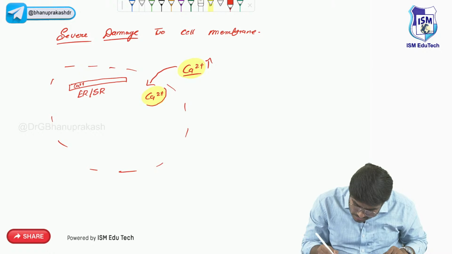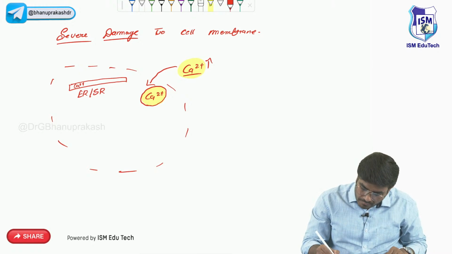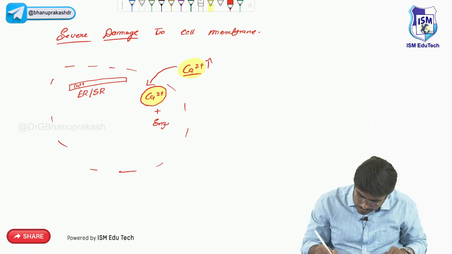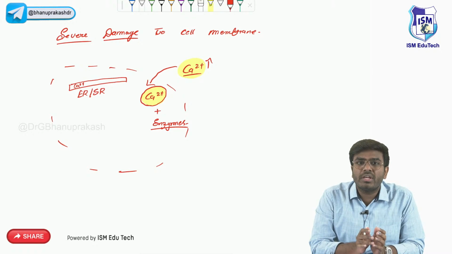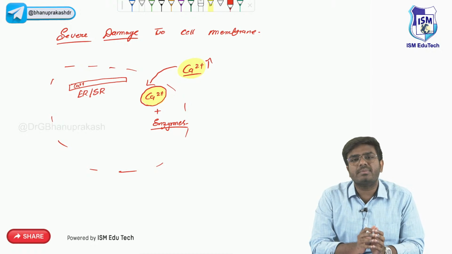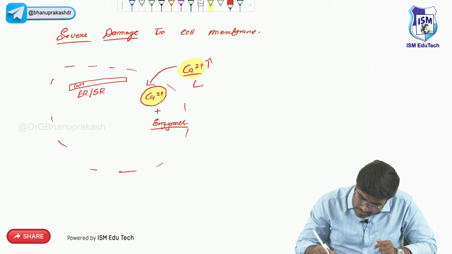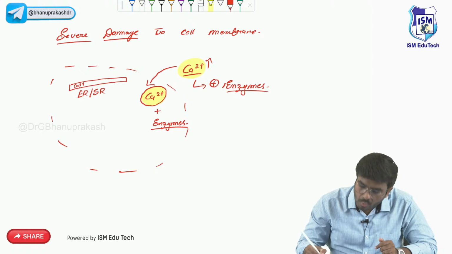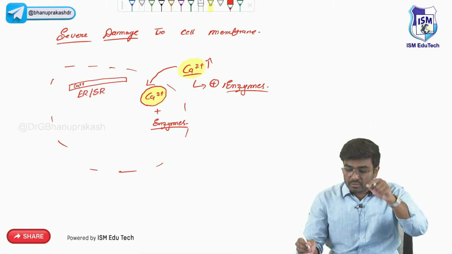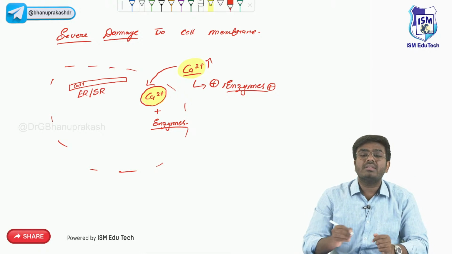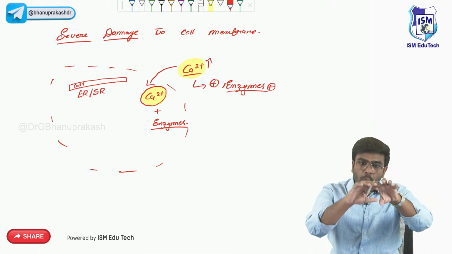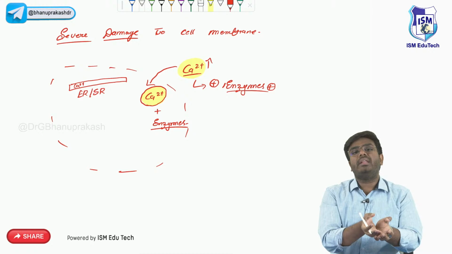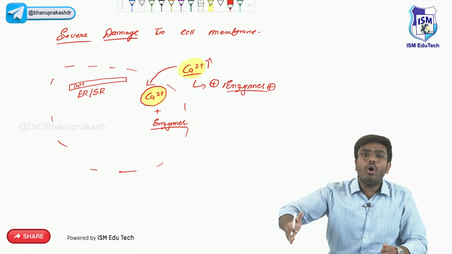Now what will this calcium do? That's the question. This calcium will bind with the enzymes. Inside your cytoplasm there are a lot of enzymes, like proteases, nucleases, lots of destructive enzymes. Remember, calcium is an activator of enzymes. So unnecessarily, calcium is being brought into the cell. Now this calcium will activate proteases and endonucleases, which will cause destruction of the proteins and the nuclear material inside the cell, so that the cell will undergo cell death.